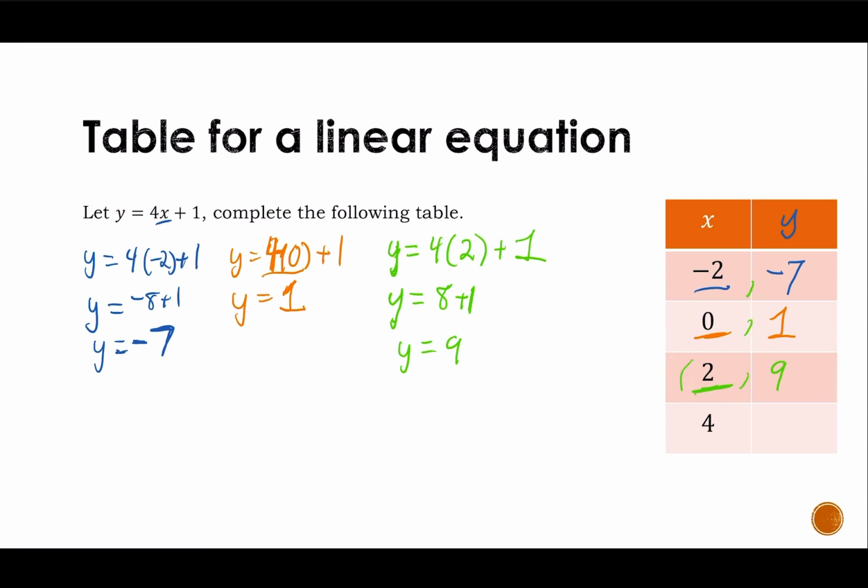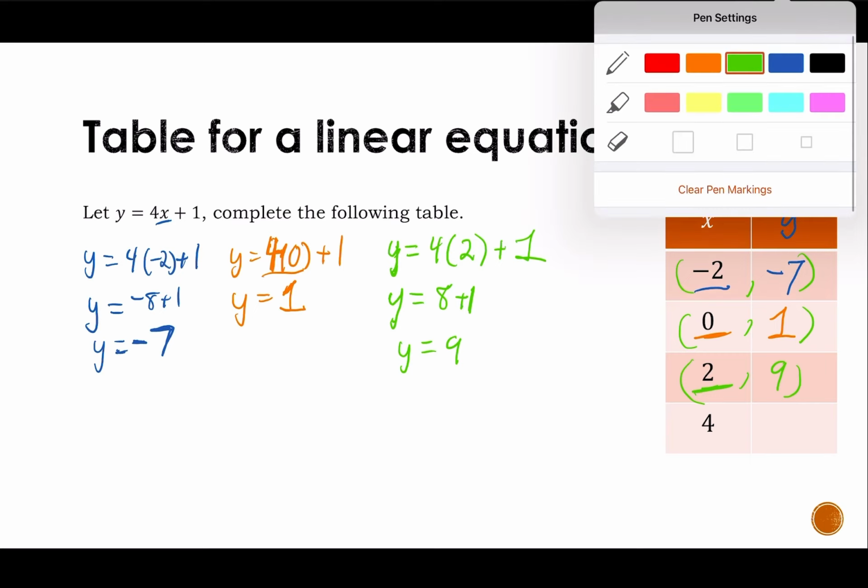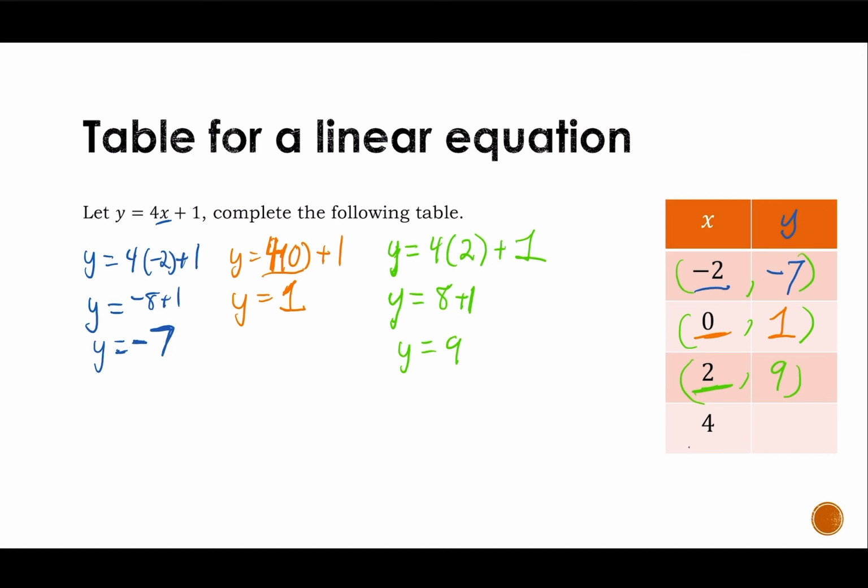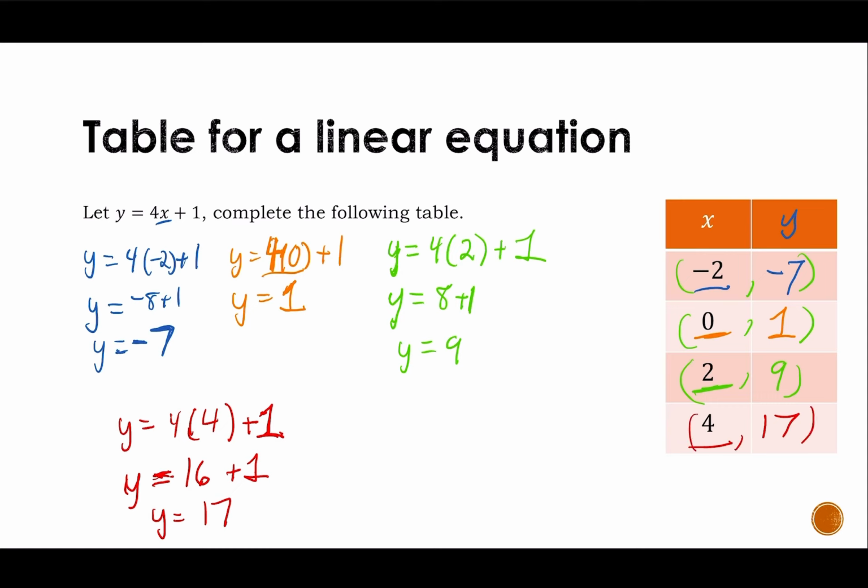You can kind of think of this as we're finding ordered pairs that are solutions to this linear equation. Again, we're building up to that, but we want us to get really confident finding values of y given an x and vice versa. Last but certainly not least, in red, y is 4 times x, which in this case is 4 plus 1. Y is 16 plus 1, so y equals 17. Is our final ordered pair in this table.